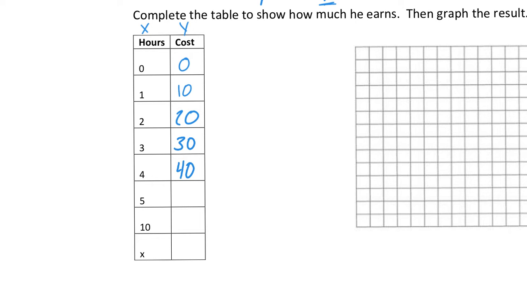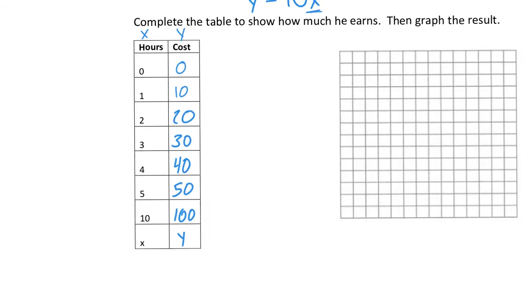4 hours would be 40. 5 hours would be 50. It doesn't go to 6 though. So I've seen some people mess up on their assignment already. It says if he worked 10 hours, it would be $100. Go ahead and put that y down there so you know that that's the y side as well.